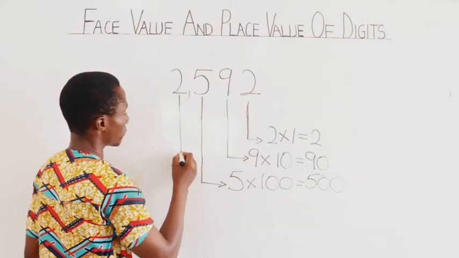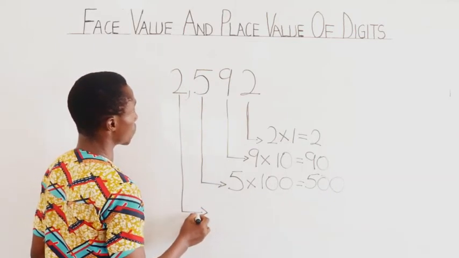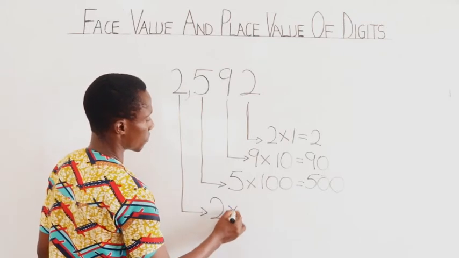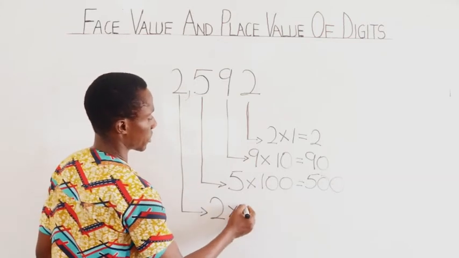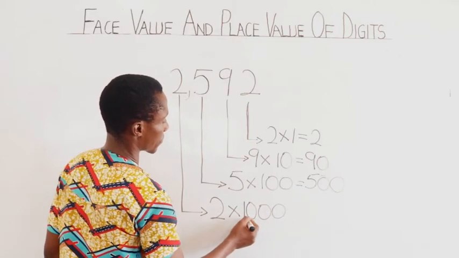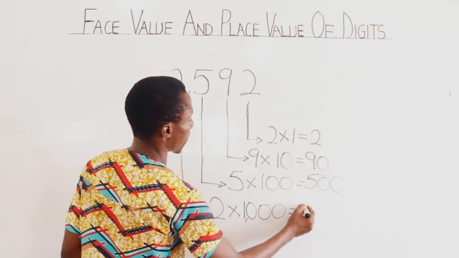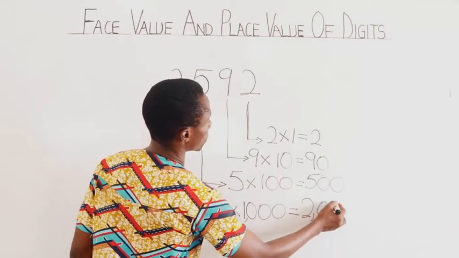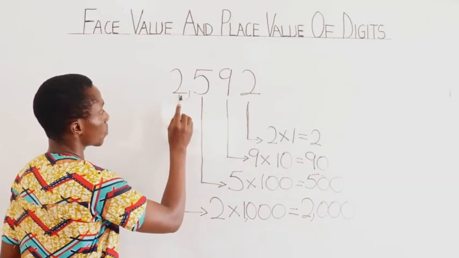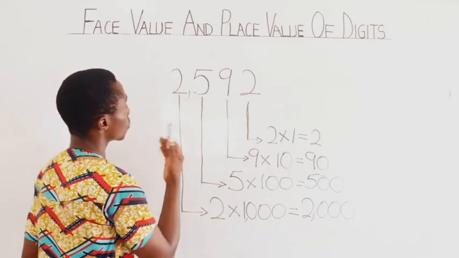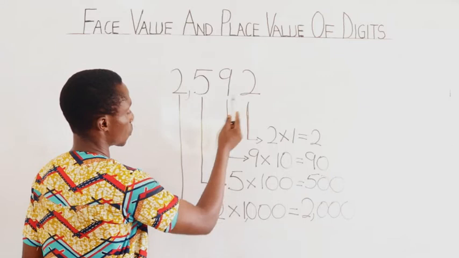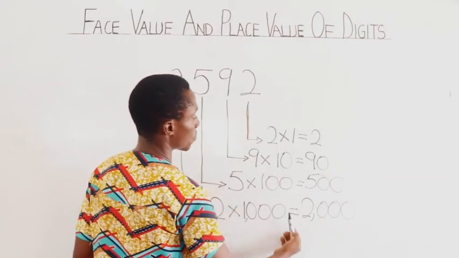And the place value for the digit 2, that will be the face value multiplied by the number place. The number place is the thousands number place, and that will give us a place value of 2000. And therefore the digit 2 in the number 2592 is 2000.